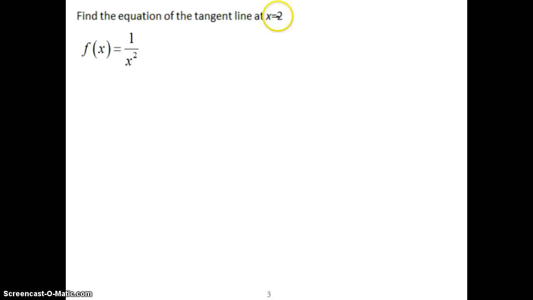If we know the x value is 2, then we can find f of 2 equals 1 over 2 squared, which is 1 over 4. That means the y value at the point x equals 2 is 1/4. So we know the xy coordinates for this point on the curve that we're looking for the tangent line is (2, 1/4). So now that we know the xy coordinates, we can figure out what the equation of the tangent line is.